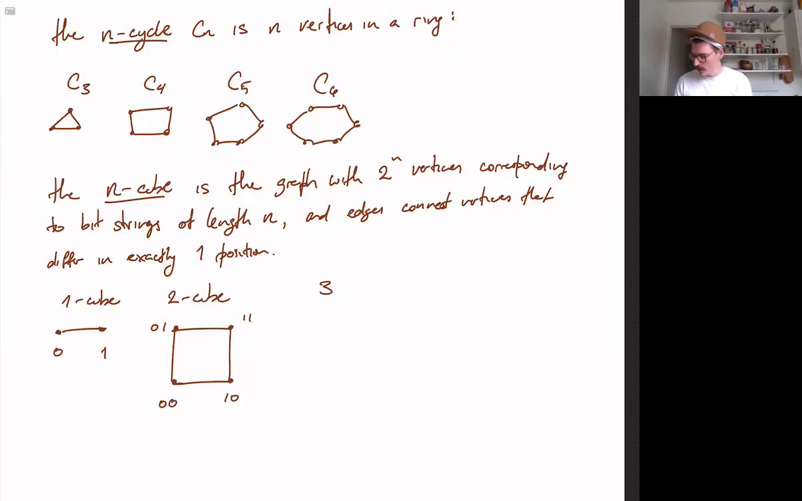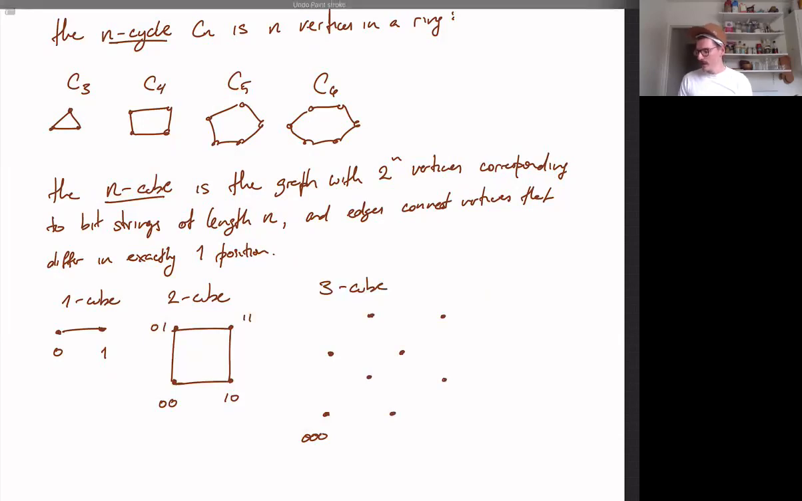Then the 3-cube, let's draw this also. This now has 8 vertices. And maybe you're seeing why this corresponds to a cube, because you can think of these bit strings as giving you the coordinates of a point in space, and saying that they differ in exactly one position is saying that you can get from one point to the next by traveling along one of the coordinate axes. So those are the edges that you draw on the cube.